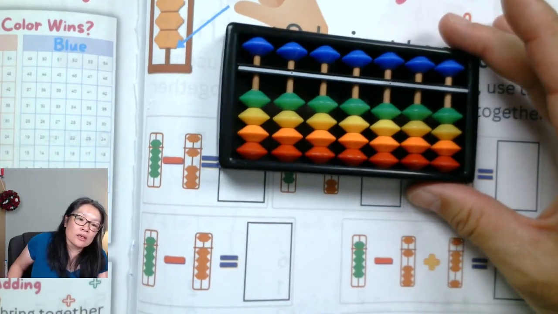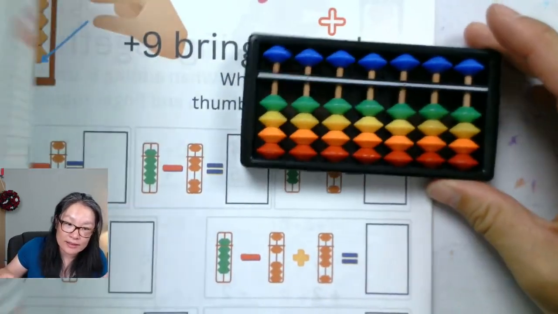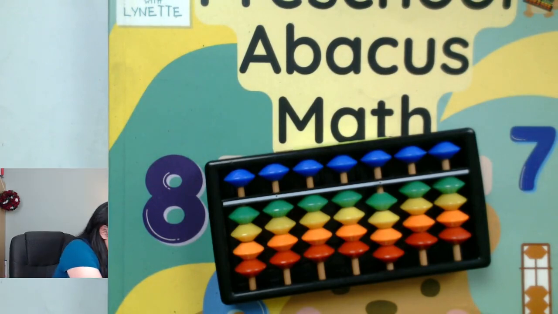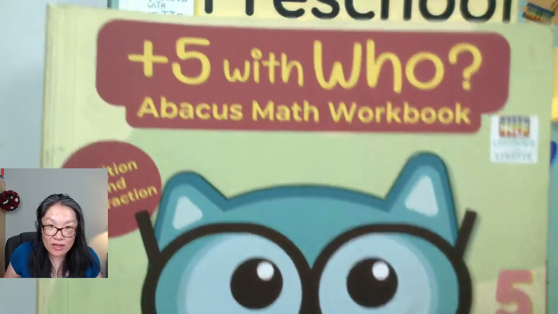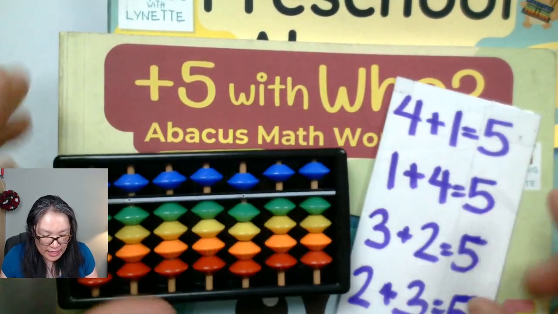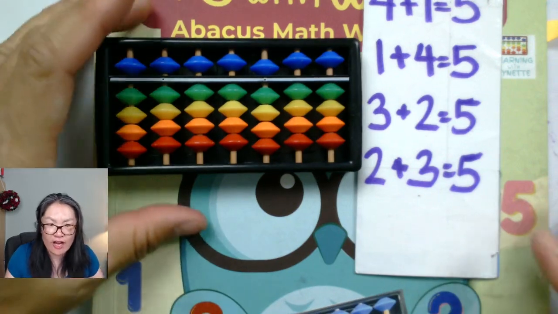Okay. Question. What happens when there's not enough beads? If there's not enough beads to add the 9, what are you going to do? We've got to utilize this thing called the 5. In school, we're teaching the kids how to add 5, how to make a 5.